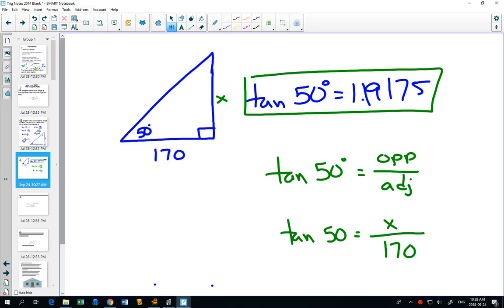Should X be bigger or smaller than 170? Bigger, right? Because if we need this divided by 170 to give us 1.19, it needs to be bigger than 1. So the top has to be bigger than the bottom. Because if it was less, then you'd have a percentage or a number less than 1.